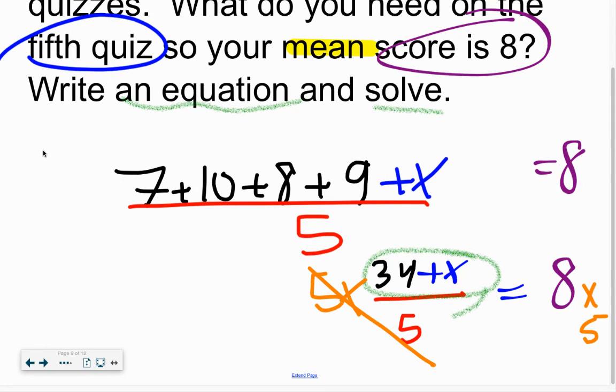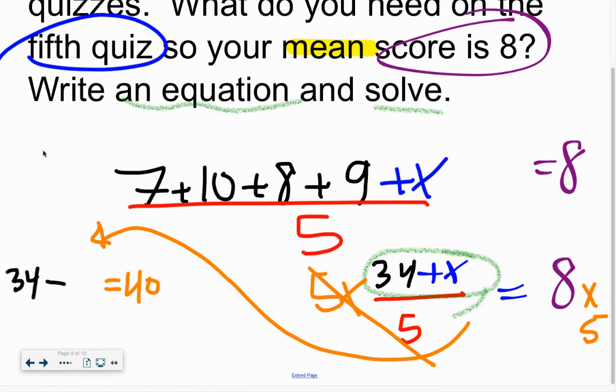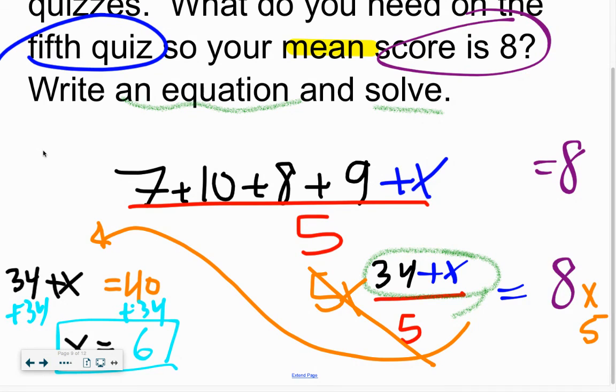Forgive me, I ran out of room, so I'm going to move over here. My device doesn't quite allow me to extend my screen like I can in my classroom, but that leaves me with 40 on this side. And then on the other side, I've got my 34 plus x. To get rid of that again, I'm just going to get rid of this, adding 34. I'm going to add a negative 34 to both sides, which leaves me as x equals 6. So I can score 6 on that.